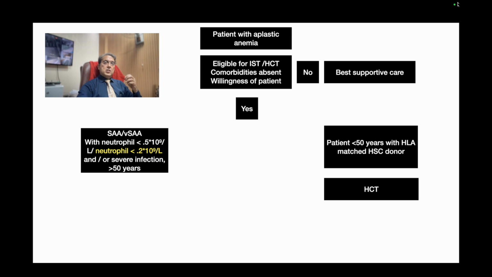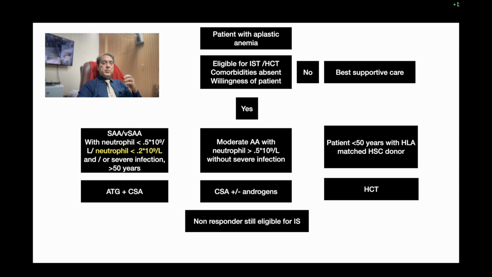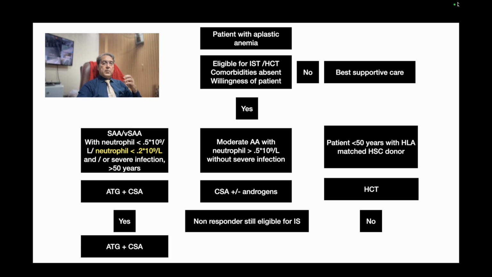Or if the patient has severe infections or is older than 50 years, in which transplantation is not really a very good choice, then go for antithymocyte globulin and cyclosporin. If the patient has moderate aplastic anemia, the neutrophil count is more than 0.5 and there are no severe infections, try cyclosporin with androgens. If the patient is not responding but still eligible for immunosuppressive therapy, then go for ATG and cyclosporin. If the patient is not eligible for immunosuppressive therapy, best supportive care should be provided. So this is how we proceed with patients who have aplastic anemia.